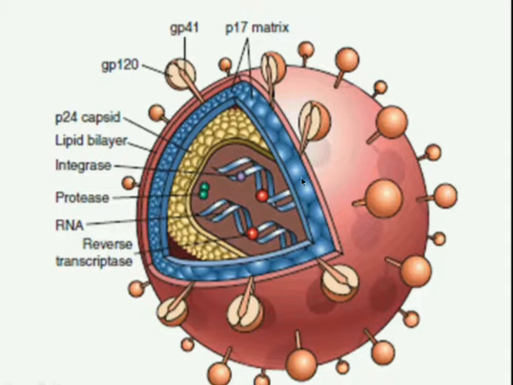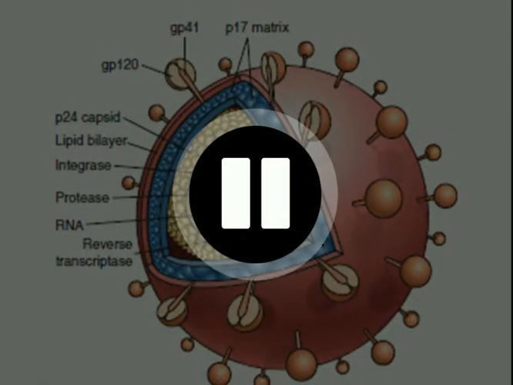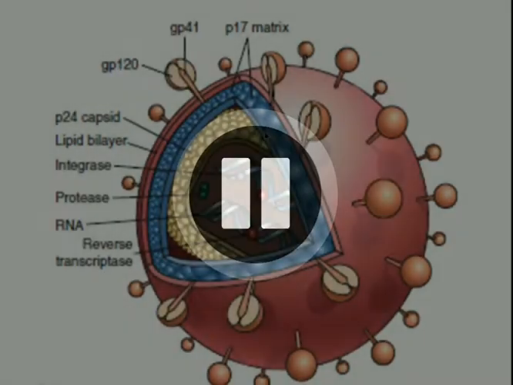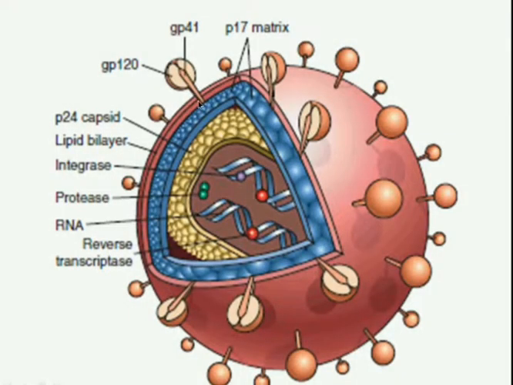Then, it's an enveloped virus. It has a lipoprotein envelope. Then what are these spikes? There are two: GP120 and GP41. These spikes, GP120 and GP41, are coded by the ENV gene.